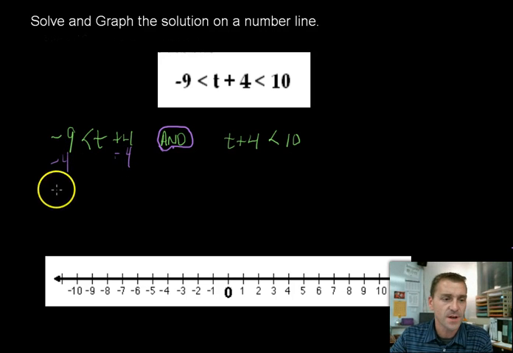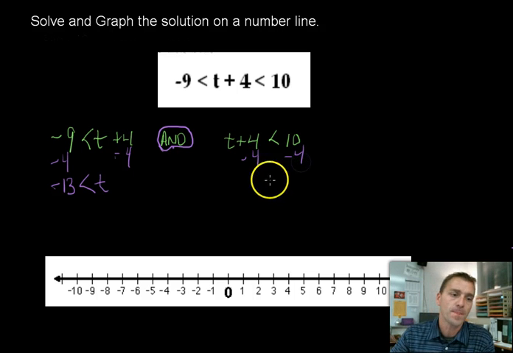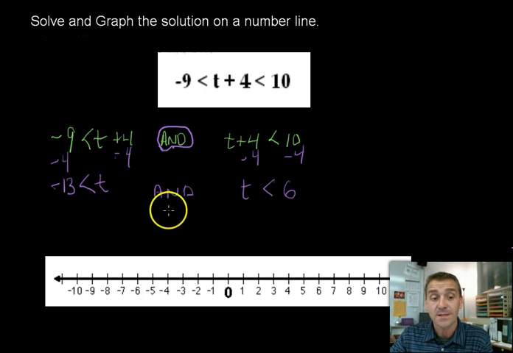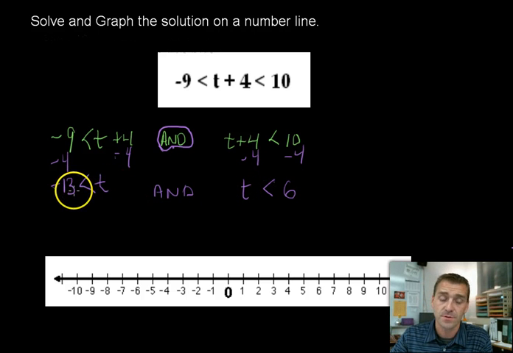You subtract 4 from both sides, you get -13 is less than t. Over here, you solve this by subtracting 4, so that would give you t is less than 6. So t is less than 6, and at the same time t is greater than -13.